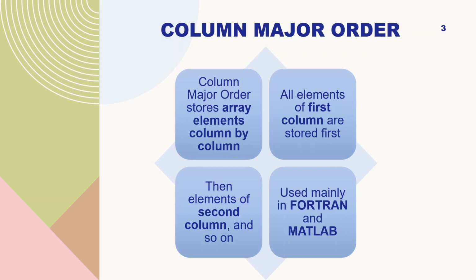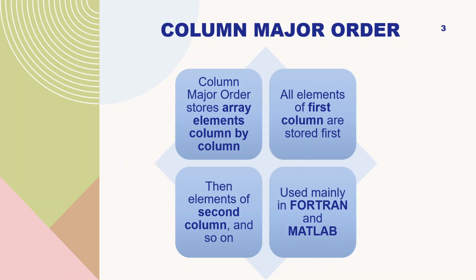Now let's understand column major order. In column major order, array elements are stored in memory column by column, not row by row. This means all the elements of the first column are stored first in a continuous memory location. After storing the first column, we store the second column, and then the third column, and so on. So the storage sequence follows column-wise traversal.